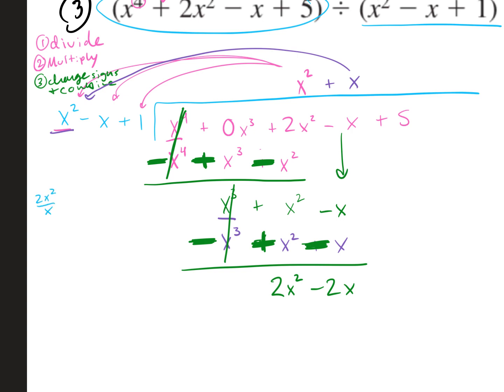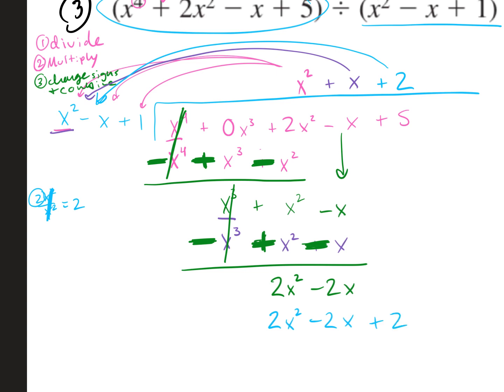2x squared divided by x squared. Well, if I have two x's and I take 2 away, I'm just left with the number 2. So this would be plus 2. Next, we multiply. Multiply 2 times everything out front. So we get 2x squared. 2 times negative x would be negative 2x. And 2 times 1 would be positive 2.